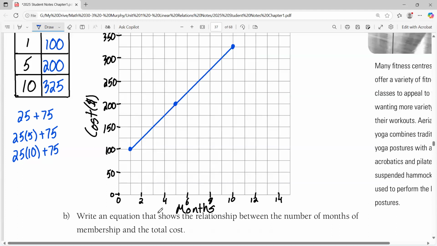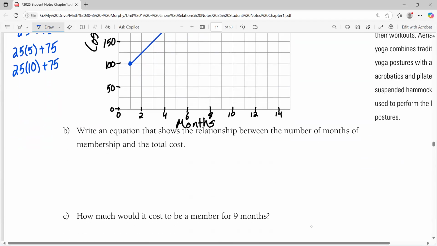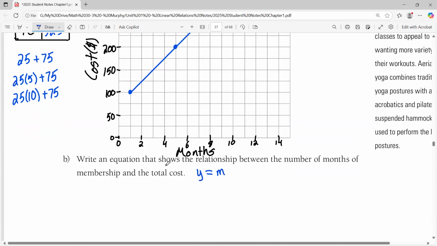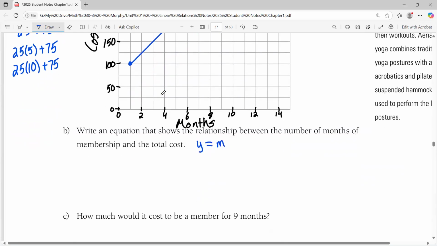B, write an equation that shows the relationship between the number of months of membership and the total cost. Okay. So if it's linear, which it is, you're probably wondering, so like, where do I even start? Well, if the graph is a straight line, it's going to follow this equation, right? So y, m is the slope. Okay.